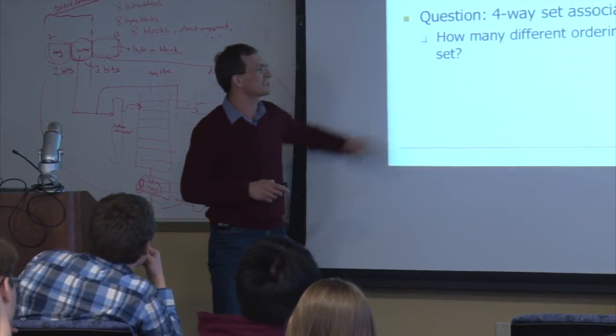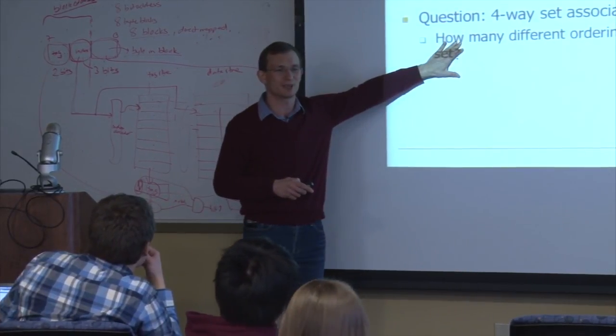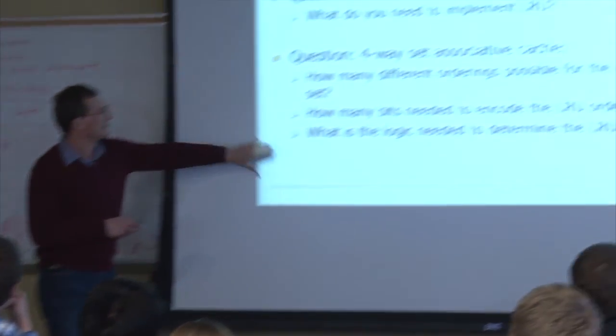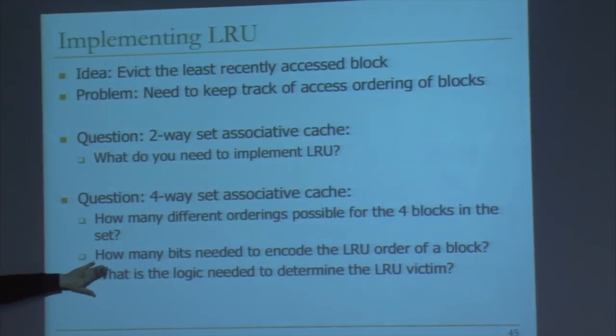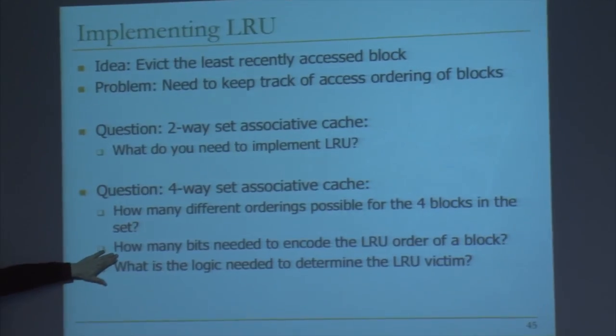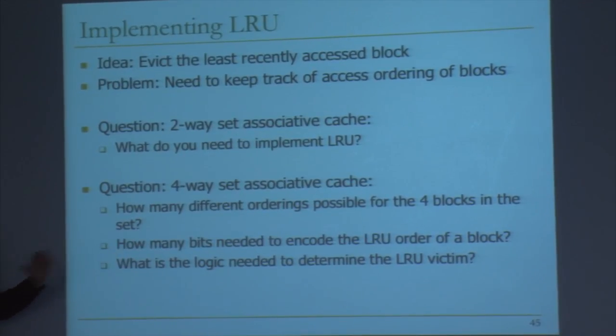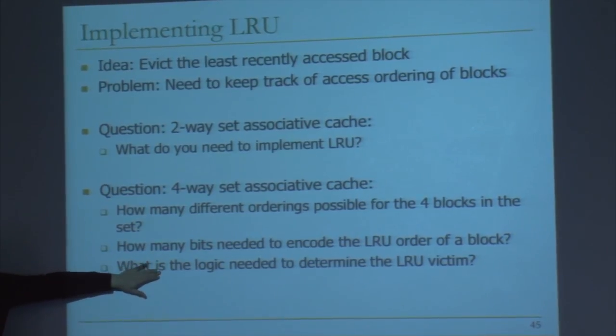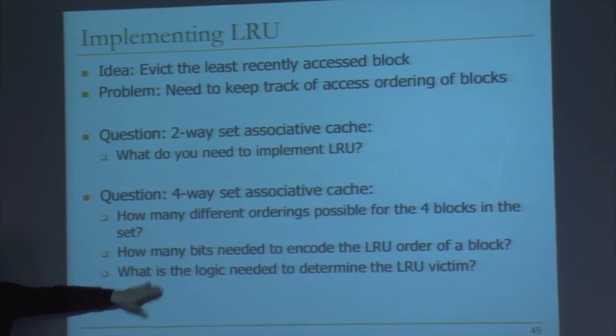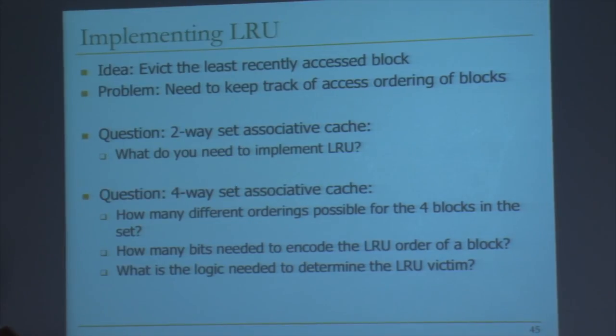That's less expensive, but now decoding becomes harder, figuring out that ordering. Now you need to consult a table. Well, I guess we've already discussed this. How many bits are needed to encode the LRU order of a block? Well, basically, it's 5 bits for the entire set. What is the logic needed to determine the LRU victim? Now, this becomes complicated. You need to decode that value to figure out what it maps to, and then actually replace the LRU victim. And then you need to re-encode it. Right. That's kind of not fun.